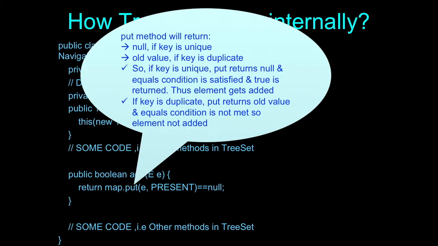Now note the put method. The put method will return null if the key is unique, and if the key is duplicate, then it will return the old value. So we need to keep these two things in mind. So what does it mean? If the key is unique, the put method returns null, and note the equals condition. If it returns null, the equals condition is satisfied. So this will return true, and if it returns true, the element gets added. But if the key is duplicate, the put method returns the old value, and the equals condition over here is not met, so the element is not added.